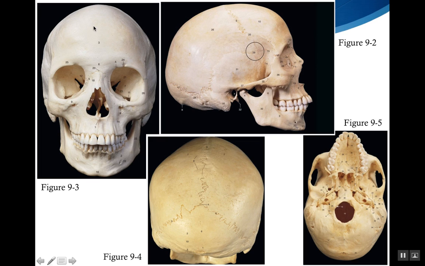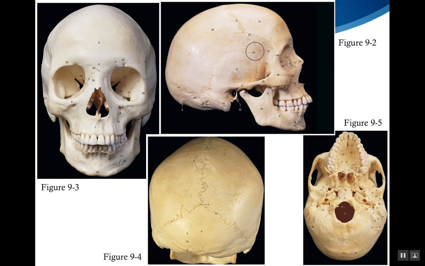The frontal bone forms the forehead. You can see that here. Most of the orbital roof and the anterior cranial floor. Okay, the occipital bone forms the back and the base of the cranium and part of the walls of the orbit. The back and the base of the cranium.